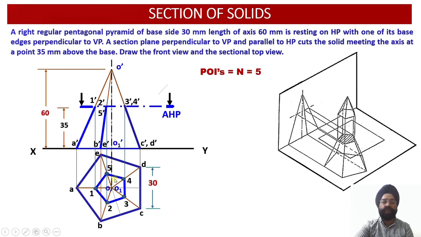Why do we say this is the true shape? It is the true shape because our cutting plane happened to be parallel to the horizontal plane, and since our cutting plane was parallel to the horizontal plane, the cut section which has been obtained over here is also parallel to HP. So its projection on the horizontal plane will provide us with the true shape of this cut section.